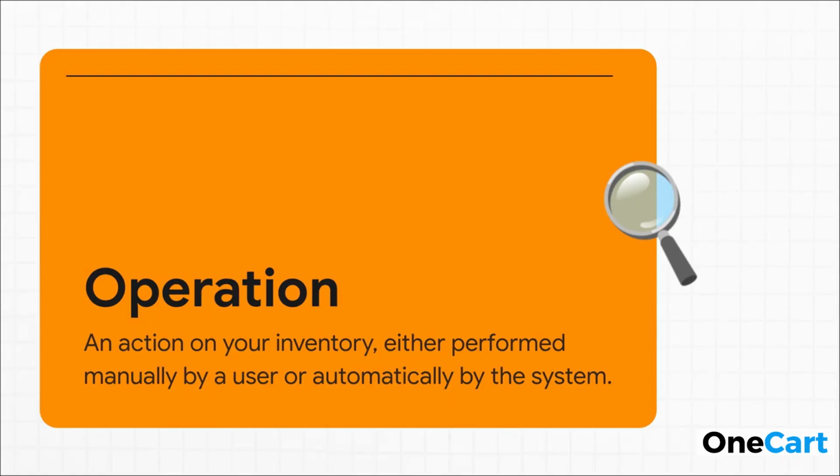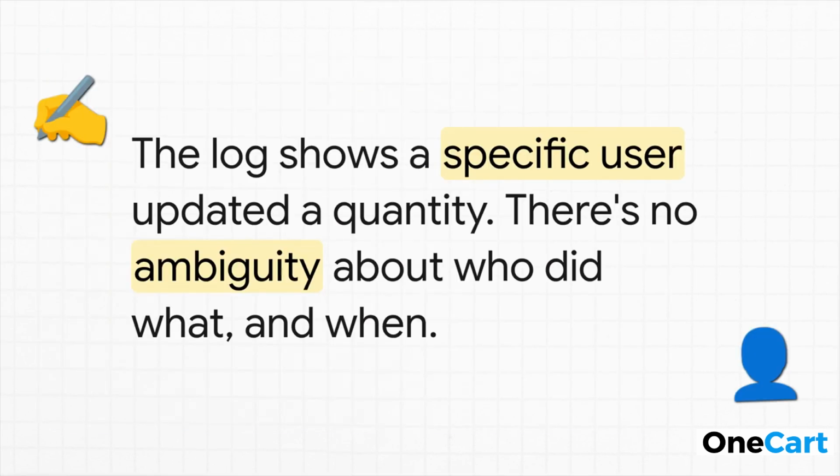So what is an operation? Well, it's really just any action that changes your inventory. And here's the key distinction. It could be a manual action, like a team member updating a count, or it could be an automated action where the system is just working for you in the background. For example, a manual operation log might look just like this. It's crystal clear. You can see a specific user, change the quantity for a specific product SKU. There's just no ambiguity. You know who did what, and you know when they did it.